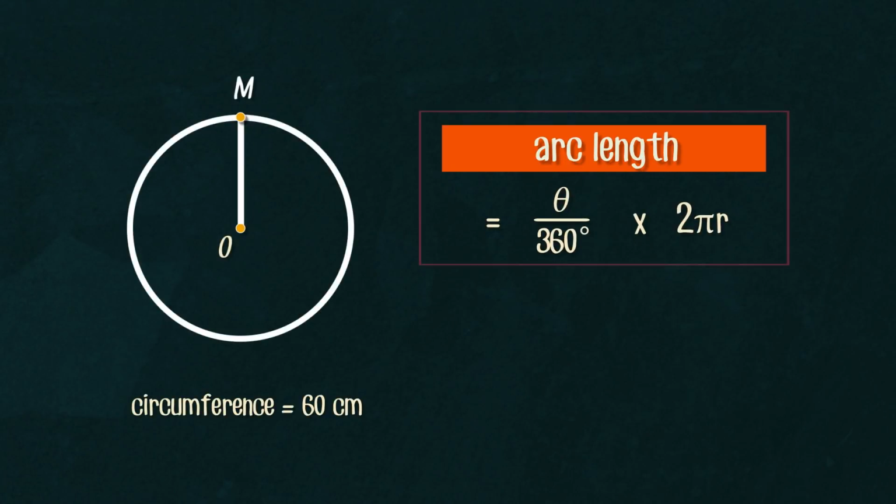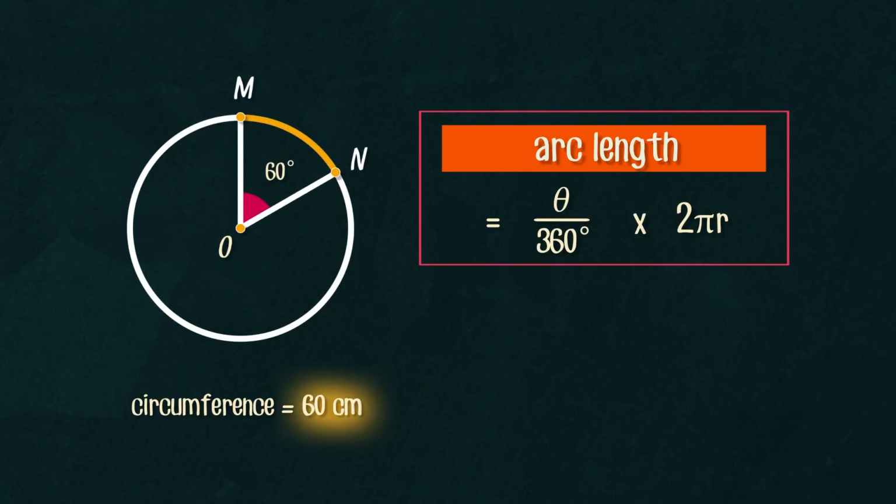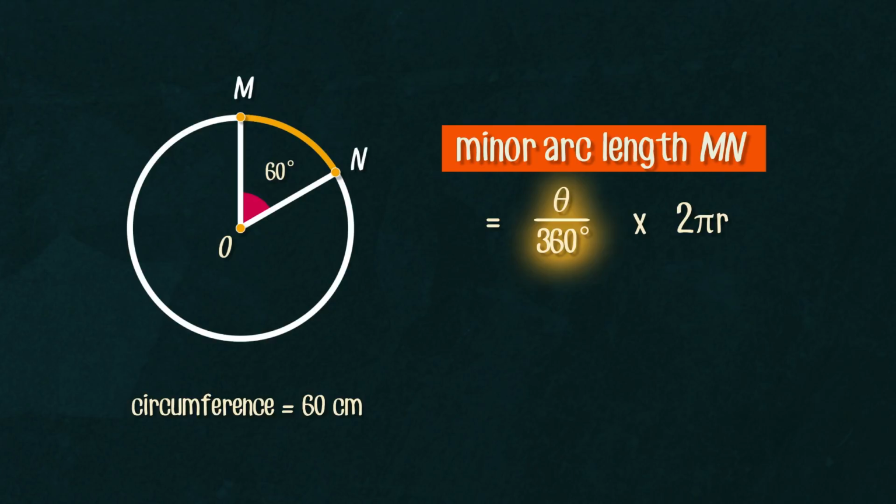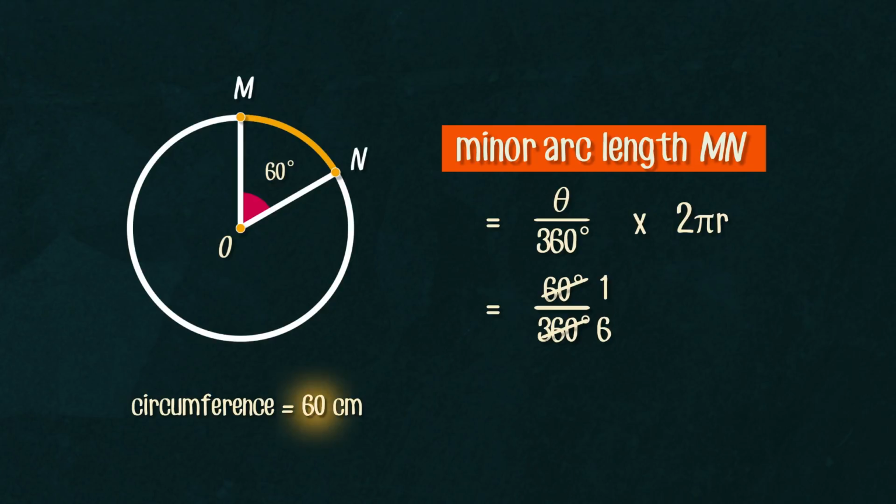Now let's use this formula to calculate arc length. If we have a circle of circumference 60 centimeters and the angle subtended by minor arc MN in this circle is 60 degrees, what is the length of arc MN? First, we find the ratio of the subtended angle to 360 degrees. The subtended angle 60 degrees divided by 360 degrees gives us 1/6. Since the circumference of the circle is 60 centimeters, the arc length MN is 1/6 multiplied by 60, which gives us 10 centimeters.